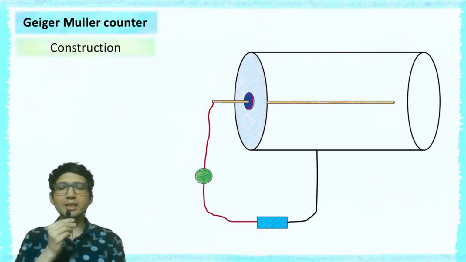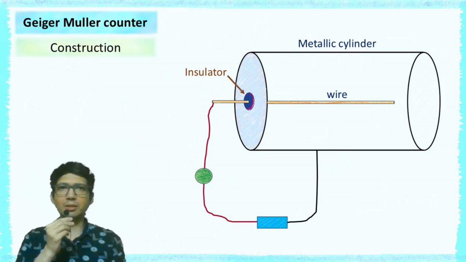First, let's see the construction. The construction of Geiger Muller counter is quite simple. It has a metallic cylinder with a wire in its center. Now this wire is placed in such a way that the insulator is placed in the middle. This insulator prevents the direct connection of wire with the cylinder.